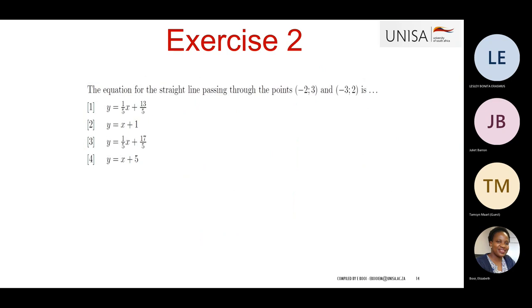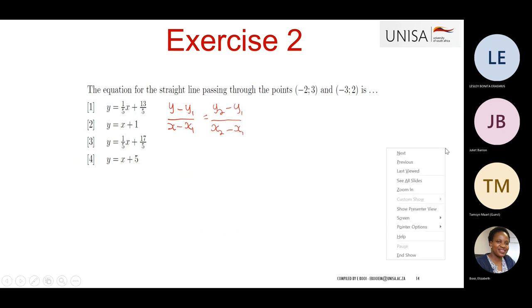Faith, find the equation of a straight line passing through those two points. Y minus y1 over x minus x1 equals y2 minus y1 over x2 minus x1. Let's see if you can get this one up to the end. Let me know when you are done. If you are stuck, there's no problem with telling me so that we can use the time effectively by me helping you answer the question.